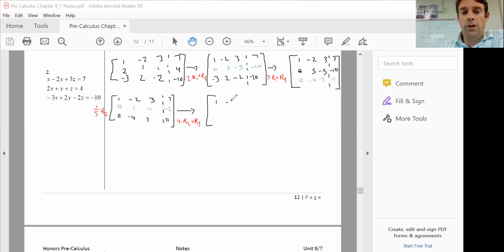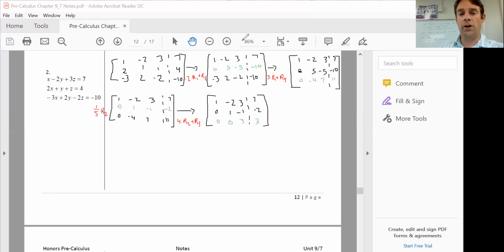So I got 1, negative 2, 3, and 7. 0, 1, negative 1, and negative 2. And underneath that, what do we got there? Now I have 0, 0. Negative 1 times 4 is negative 4, plus 7 is 3. Negative 2 times 4 is negative 8, plus 11 is 3. Okay, so I'm done now with the second column.